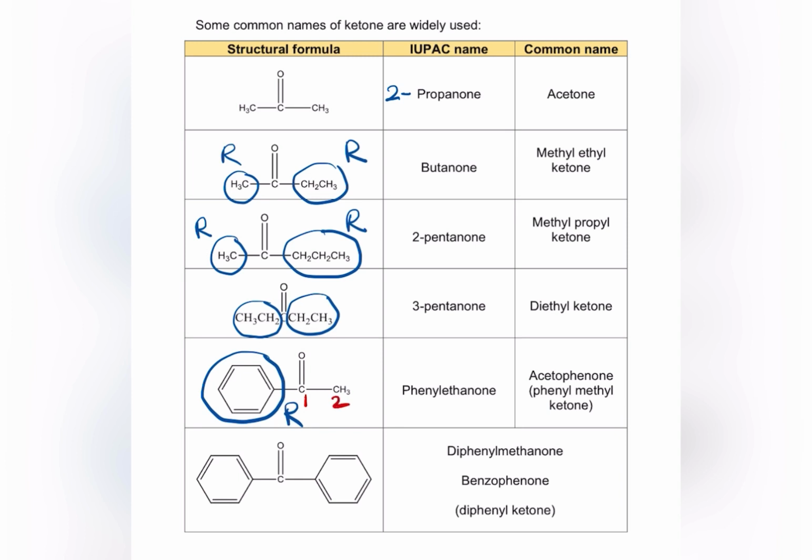And last one, I have diphenylmethanone, where in my case here, I got two alkyl groups, R and then R. This is the benzene ring as substituent because R group is less priority than carbonyl group, and this one will be my methanone because one carbon for the ketone. And then you have two phenyl groups, that's why the name is diphenylmethanone. You can also call this benzophenone or diphenyl ketone.